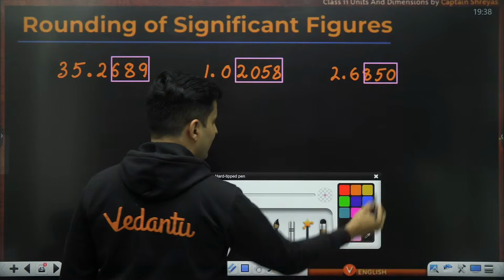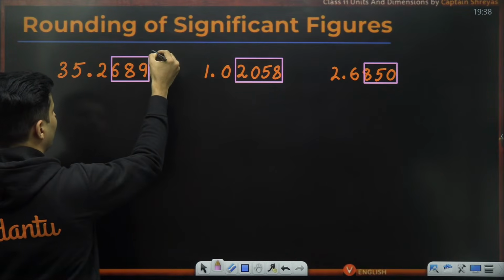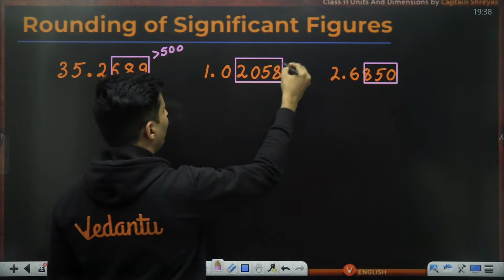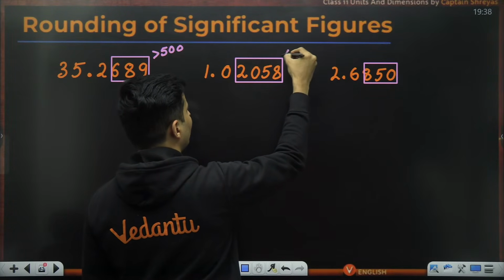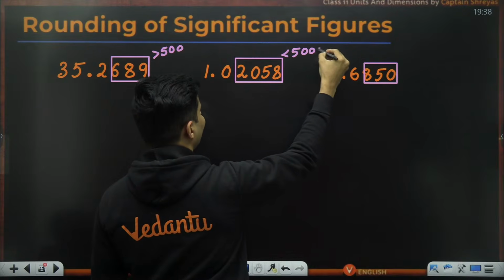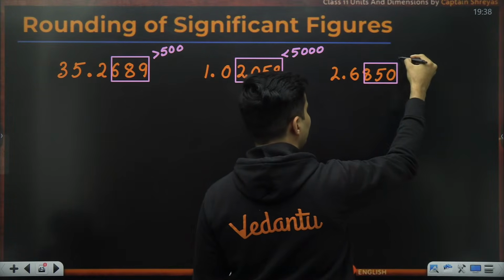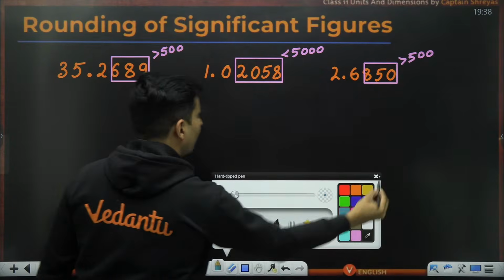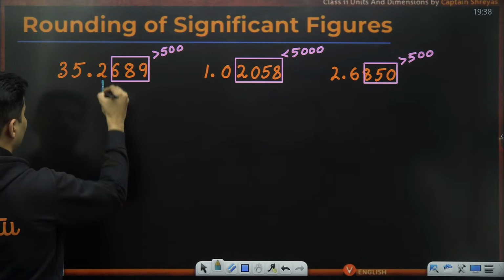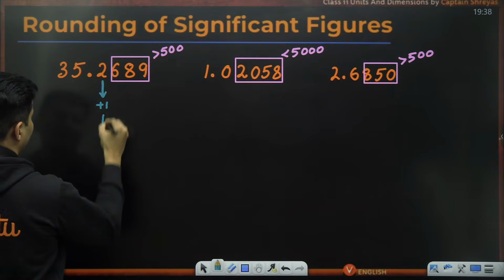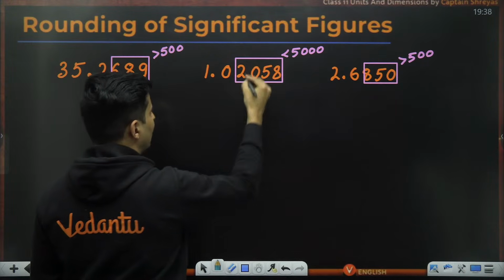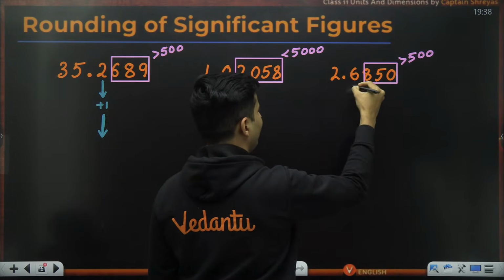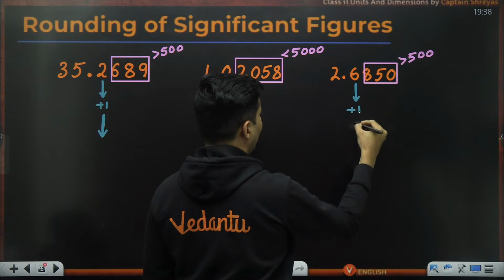When it is a 3-digit number, I will compare it with 500. 689 is more than 500. 2058 is a 4-digit number, which means it is less than 5000. 850 is a 3-digit number, which means it is more than 500. That's it. If it is more than 500, go to the previous digit and add 1 to it. Here, less than 5000, just copy the previous digit, don't touch it. More than 500, take the previous digit and add 1 to it.